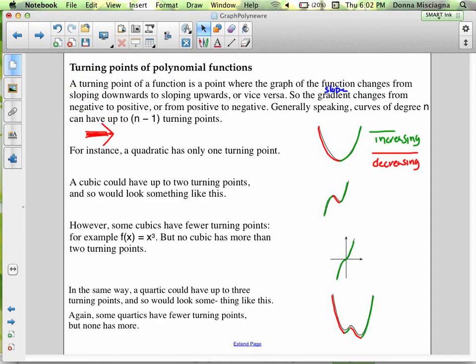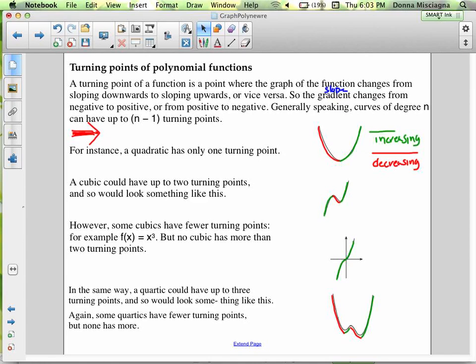So a turning point, I'm reading right up here above the arrow. A turning point of a function is a point where the graph of the function changes from sloping downwards to sloping upwards or vice versa. So the gradient changes, and gradient is another word for slope. So the slope is going to go from negative to positive or positive to negative. In other words, wherever we have a turning point, it's going to change.